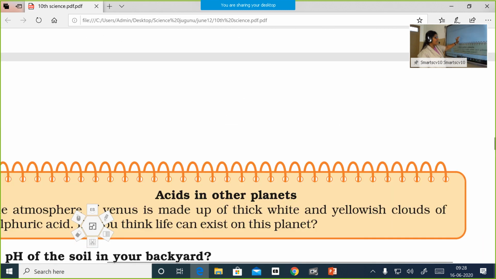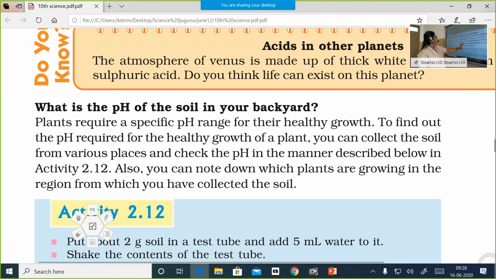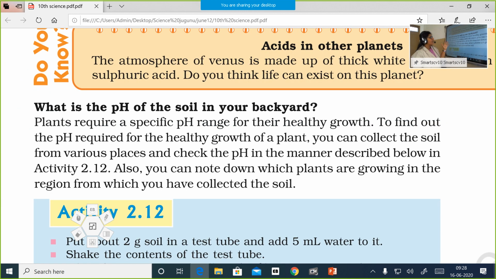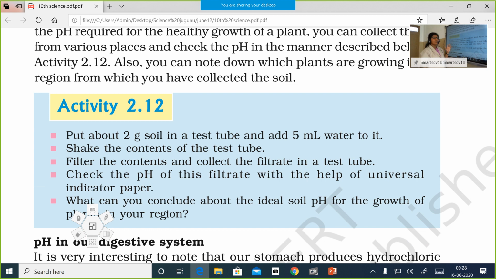Then, all these are daily life examples. There is no need for much explanation, so I am just going to read it out. Go for the next one. What's the pH of soil in your backyard? How you will test the pH of soil is actually described in this activity. You have to take soil in a test tube, mix it with water, filter and take the solution, and you can use a universal indicator. The solution color will turn to the colors that were described there in the color chart. So, looking at the color, you have to arrive at a conclusion regarding the pH.